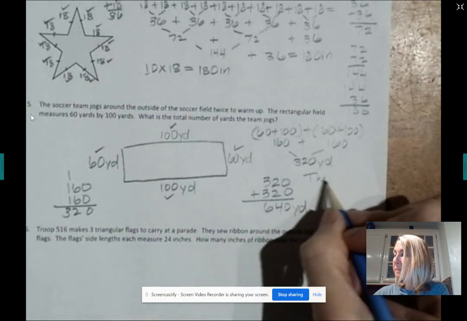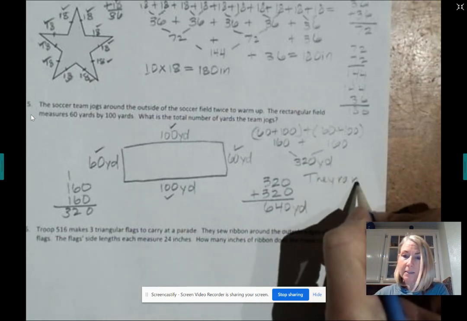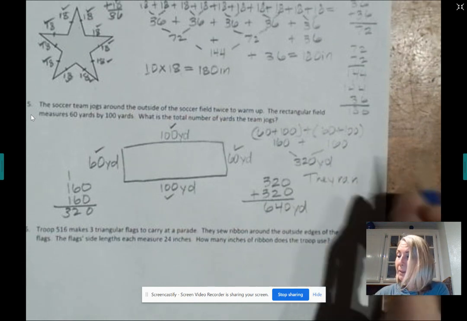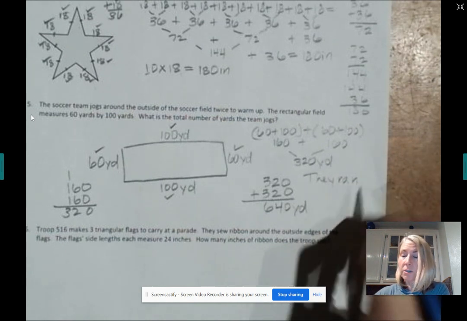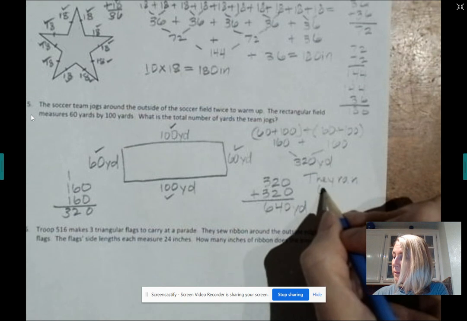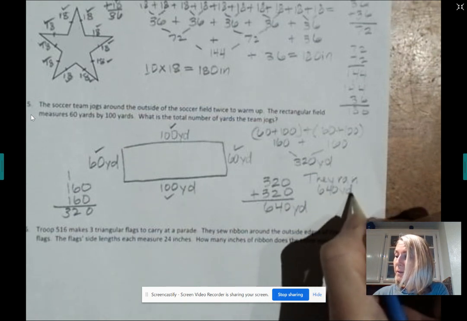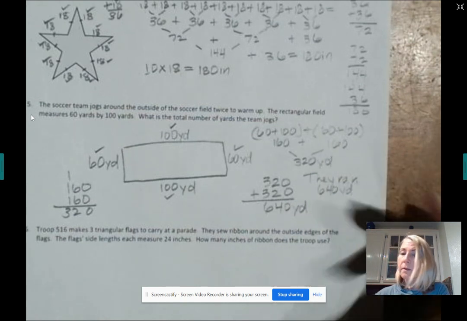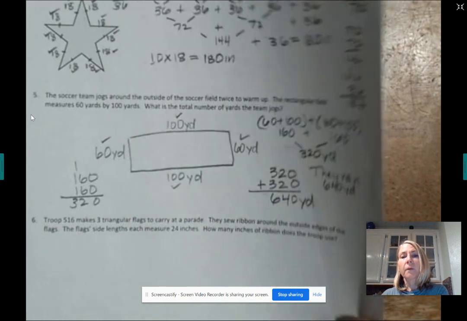They ran, I haven't been doing my sentences, but mainly because our paper has been so full with calculations and models. They ran 640 yards. But on your homework, please write a statement. All right.